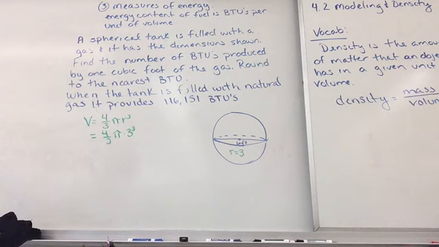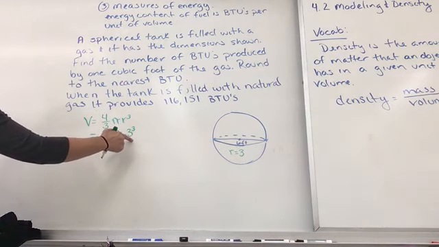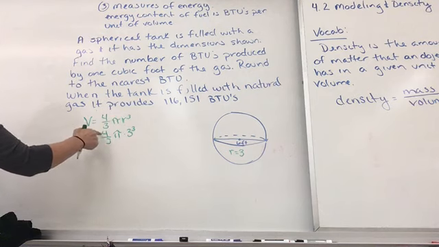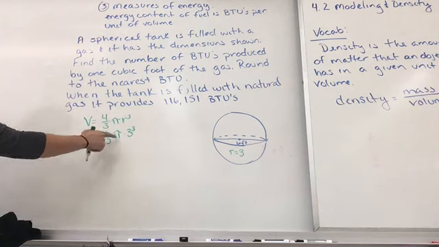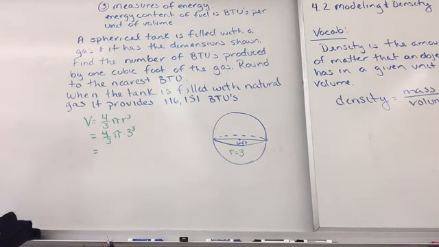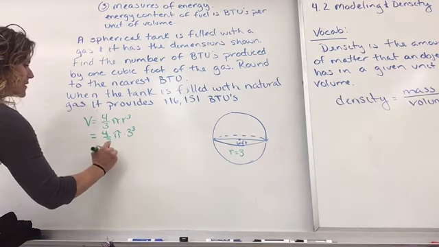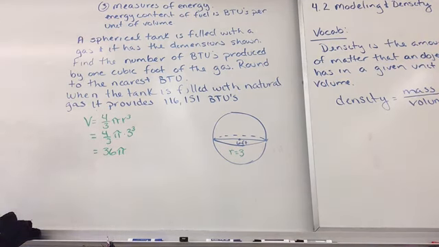Now, from here, you're going to plug it into your calculator. 3 squared is 9. Cubed is 27. And then you're going to multiply by 4, divide it by 3. And that is going to give you 36 pi. That's the volume.